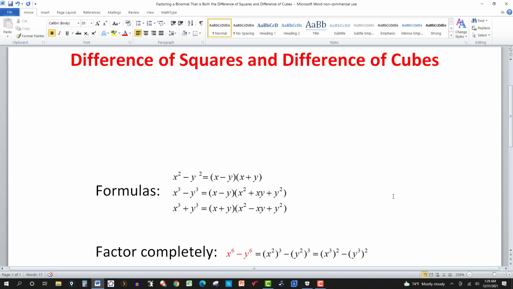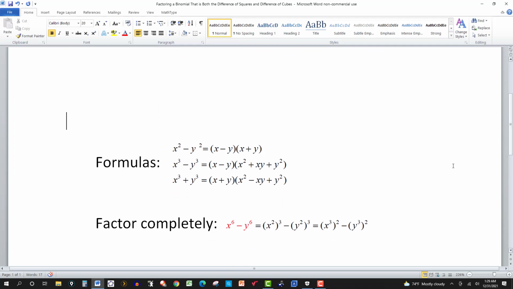So let's look at this example here. Suppose you wanted to factor completely x to the sixth minus y to the sixth, or something in the same format. So I rewrote this in this form so you can see that this is a difference of cubes. x squared cubed, the rule is to multiply the exponents, you get a 6. y squared cubed, the same thing. So the point here is that x to the 6 minus y to the 6 is a difference of cubes.